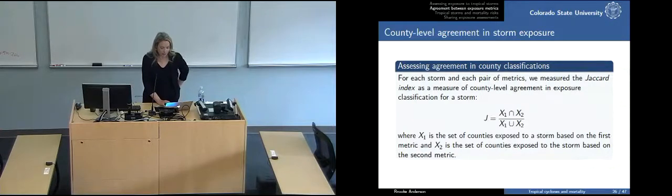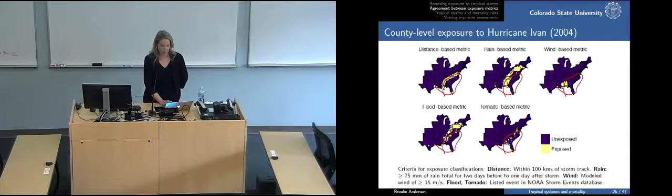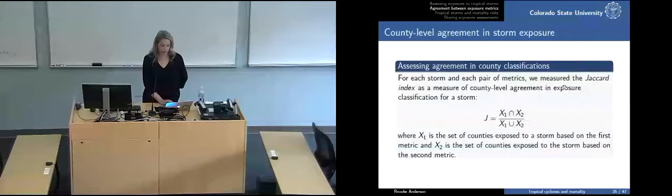It's called the Jaccard Index. If X1 is the set of counties that are exposed based on one metric, say distance, and X2 is based on another metric, say wind speed, the numerator is the number of counties that are assessed as exposed based on both of those. So here, it might be the counties very close to the storm and very close to the coast. The denominator is the number of counties exposed based on either of those. So in other words, this is the percent of counties that were exposed based on either metric that agree and were exposed based on both.